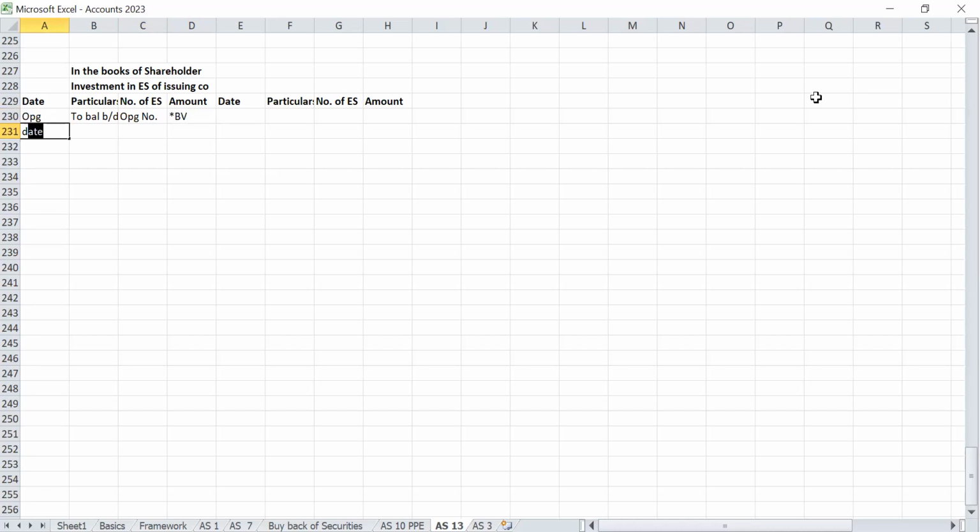Then date to cash. Correct? Yes, sir. Additional shares purchased into cost. Cost is equal to price plus brokerage plus stamp duty.